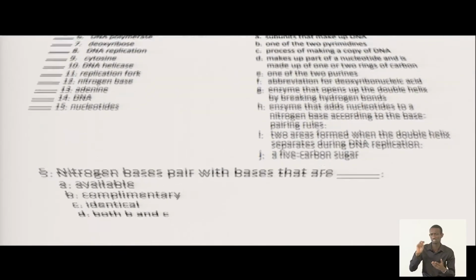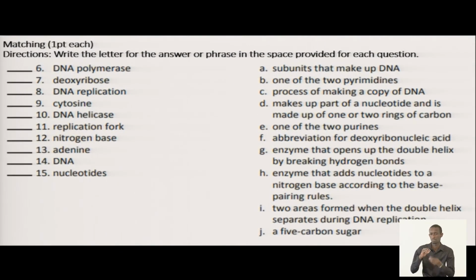And the third part of the assignment or the activity is matching. The terminologies we have here, 6, 7, 8, 9, 10, 11, 12, 13, 14, and 15. So from 15 to 6, make a subtraction. That's math. How many terminologies do we have? 9? Something like that. So we need to get a terminology and then match it with a description.